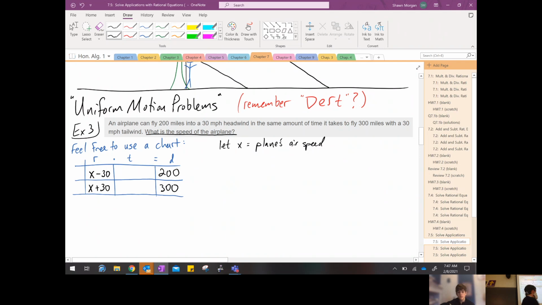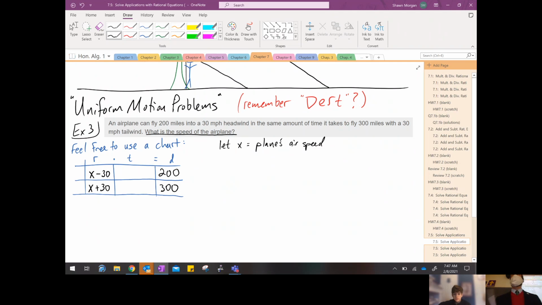But right now we're at a little bit of a quandary, or at least I'm pretending we are, because we aren't given any info about time. It just says the same amount of time. So what should I do here? What are your ideas? Mossy: Set the times equal to each other.